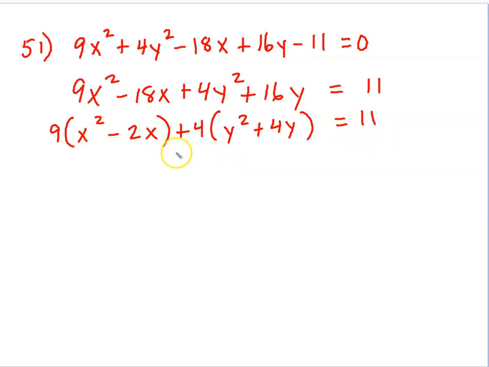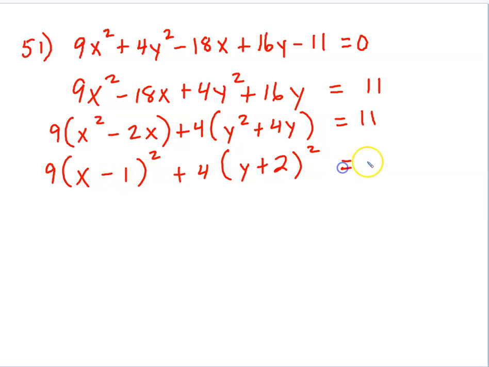Now we're going to just double check at this point. It's always a good idea to make sure if you distribute 9 to both terms, you should get this. If you distribute 4 to both terms, you should get what's above it. And now we're ready to complete the square on both x and y.